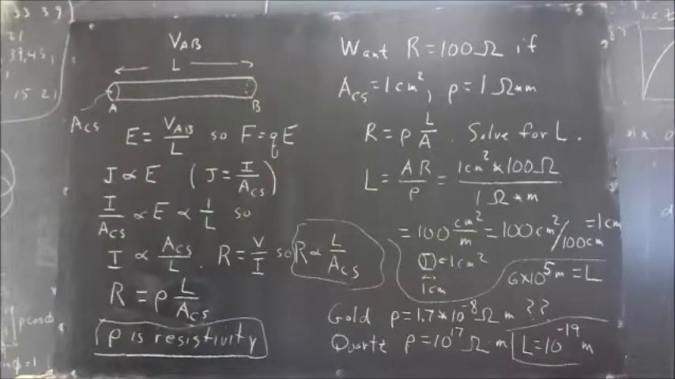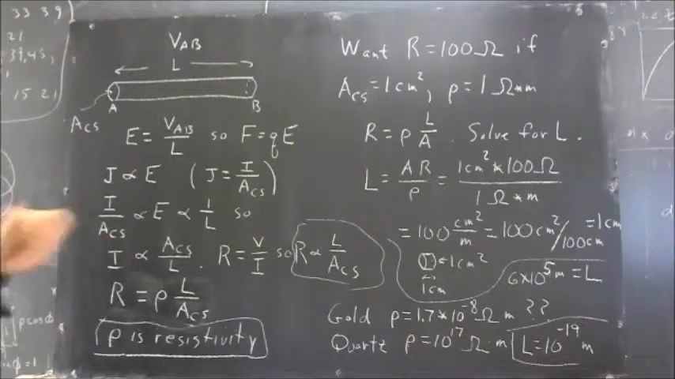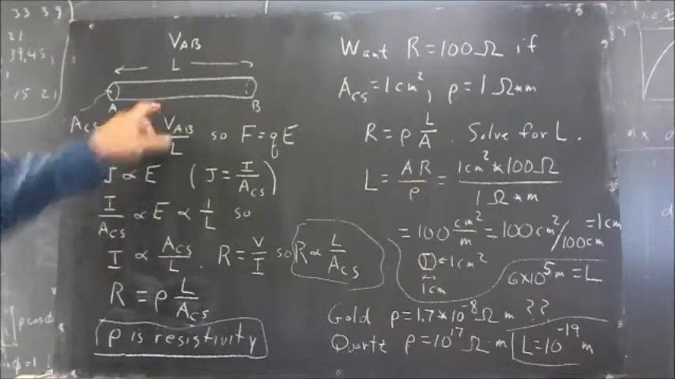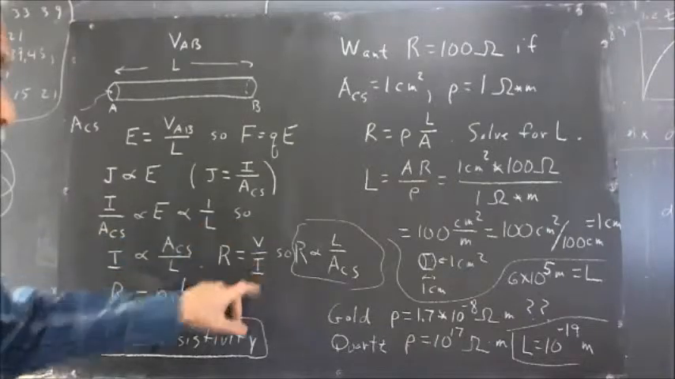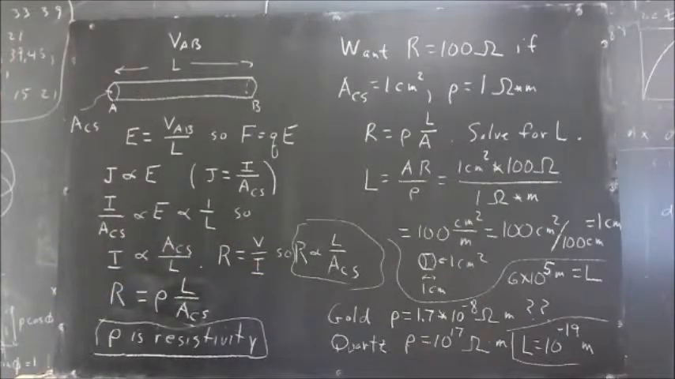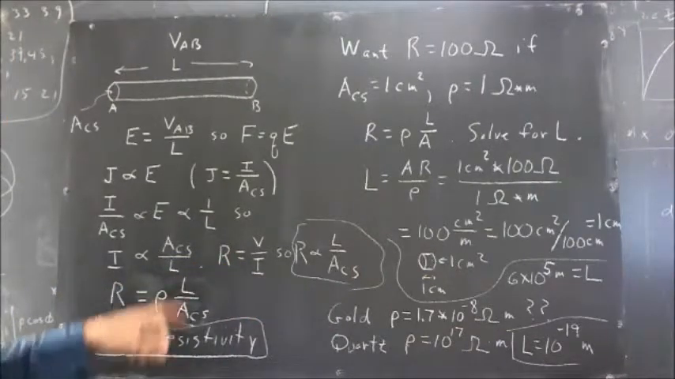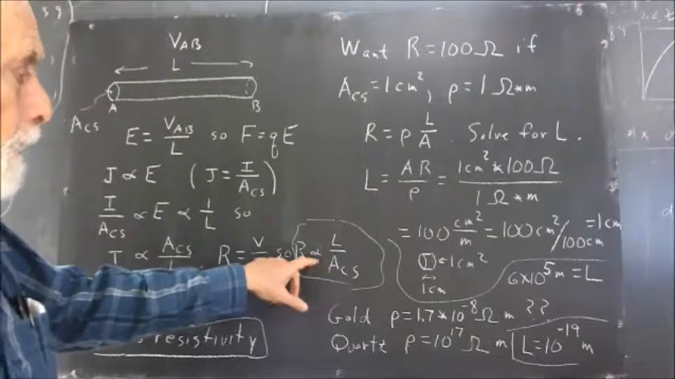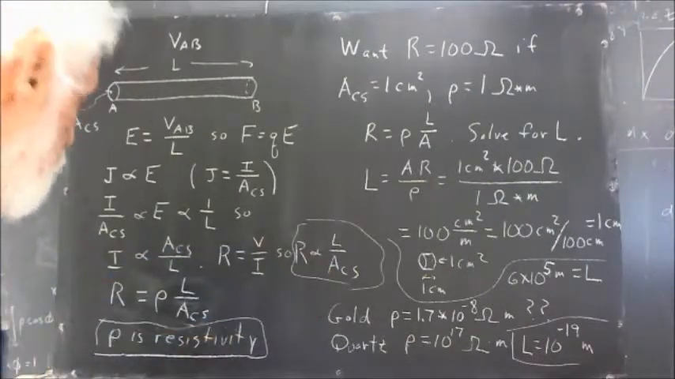The distance between A and B, the length of your cylinder, so that your current is proportional to the cross-sectional area divided by the length of the cylinder. And you could also throw V in there if you want, but since the resistance is voltage divided by current, the voltage is going to divide out, and you're going to end up with resistance being proportional to the length over the cross-sectional area.